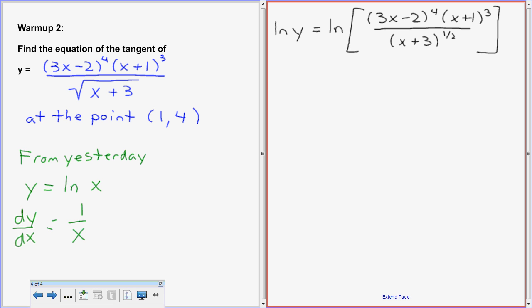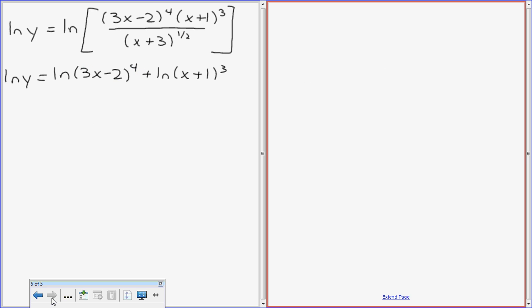Yeah, so this is going to change into ln y equals ln of (3x minus 2) to the 4 plus ln of (x plus 1) cubed. I'll go to the next page. Minus ln... oh, bless you, whoever that was. Okay, I'm going to step back and let the power of this question sink in. Can someone explain to me how Bailey got that? What did Bailey actually do there?